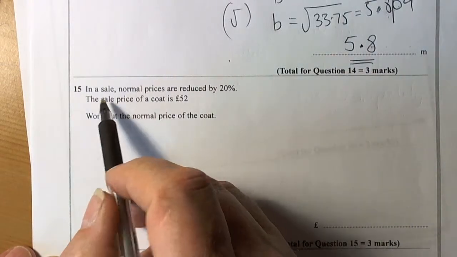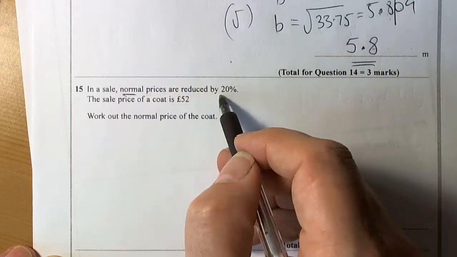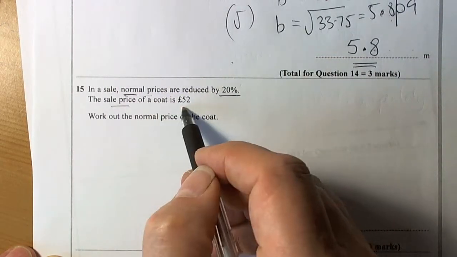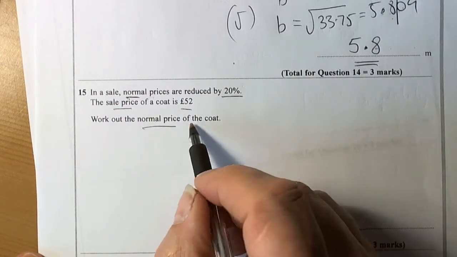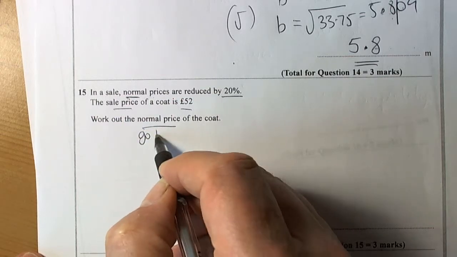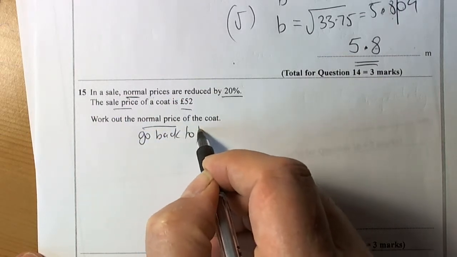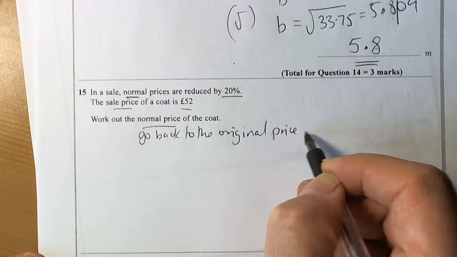So this question mentions the word normal, and it's telling you that the normal price is reduced by 20% and the sale price is £52. Work out the normal price of the coat. So in other words, we want to go back to the original price. This is shouting out at us to go back to the original price, because that was the normal price.